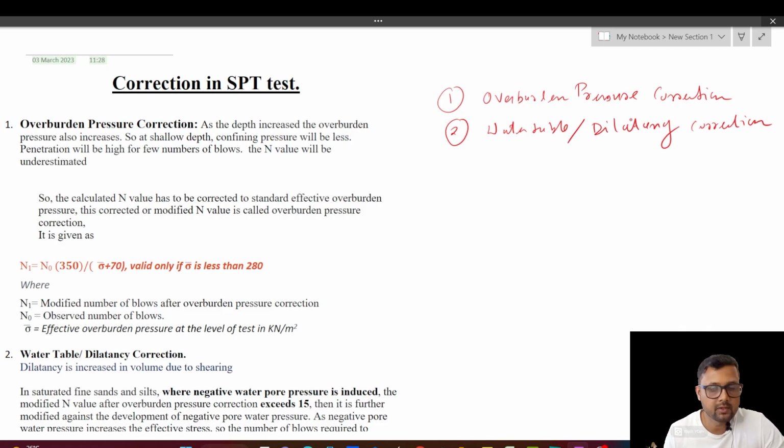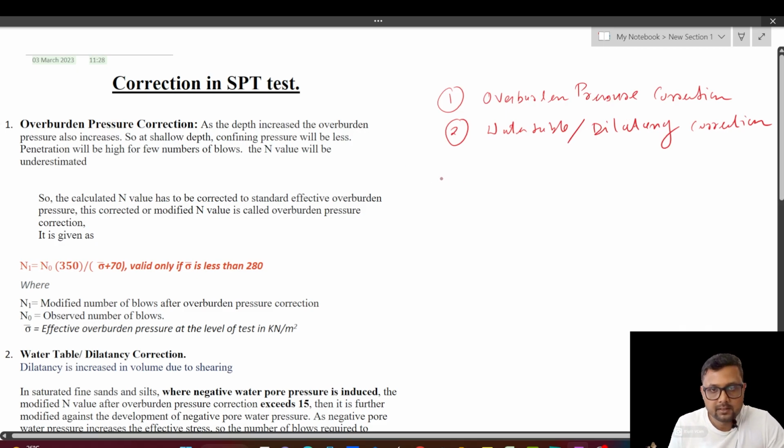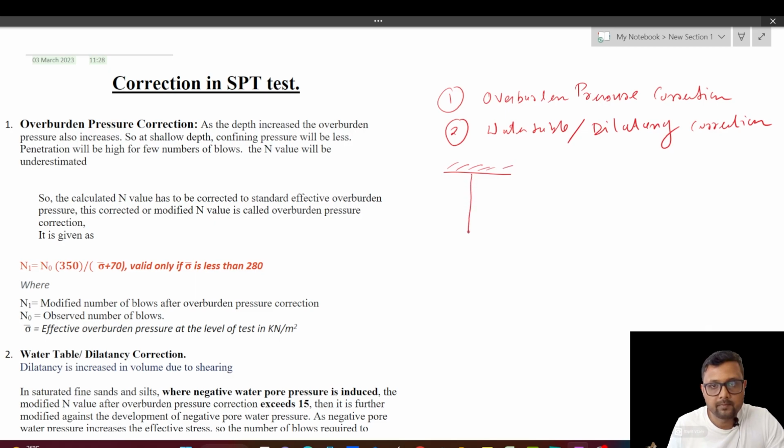Now what is overburden pressure correction? See, suppose this is the ground level. You have made a hole here, and you want to perform the SPT test at three levels: 1, 2, 3. This is the ground level. This is test 1, this is test 2, and this is test 3.